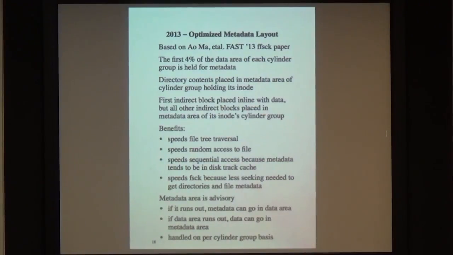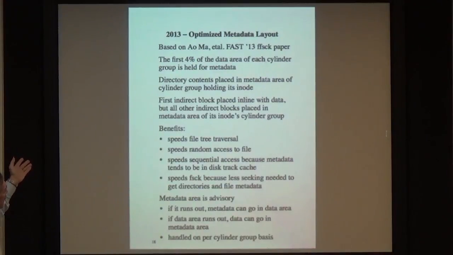So, actually, in the lunch break, after hearing this paper, in about 90 minutes, I just coded up reserving the first 4% of each cylinder group for metadata, and it's about 100 lines of code. And it's discretionary. So if you run out of space there, the metadata goes out in the regular data area, and if the data area runs out, it can use this area. So it's all sort of loosey-goosey, but it pretty much works the way you want most of the time in most of the cylinder groups.